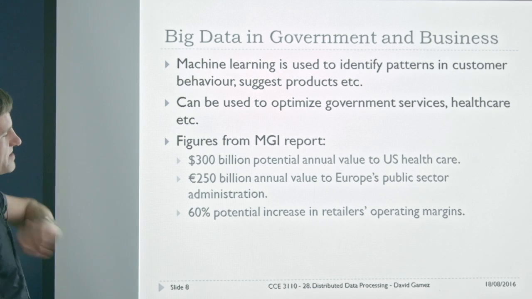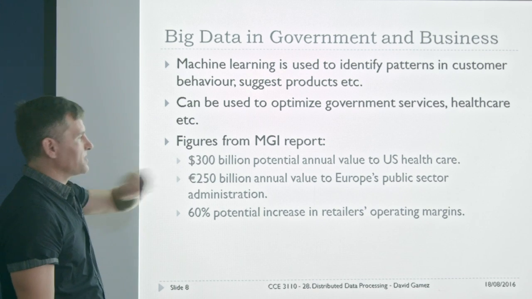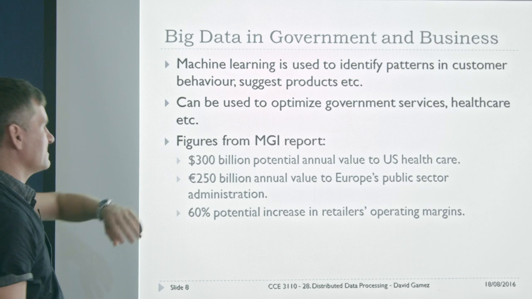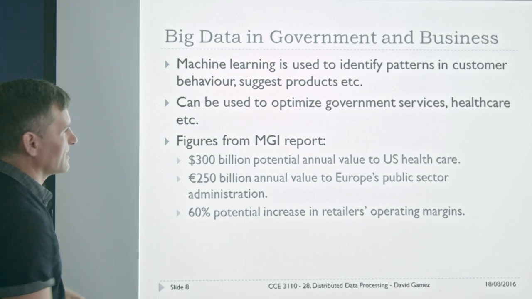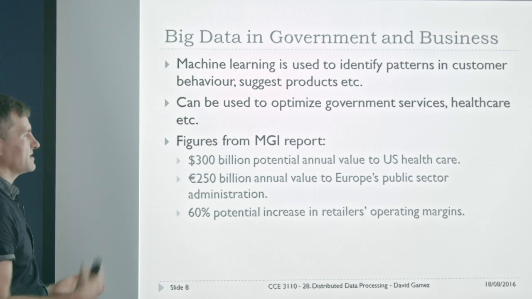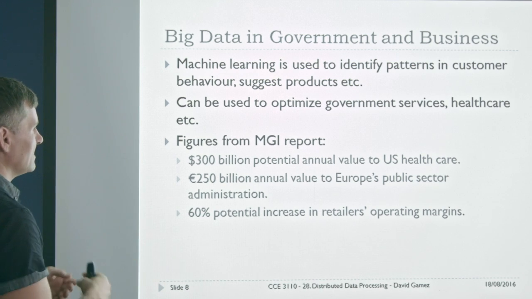So, there's this MGI report I've also put on the course website talking about 300 billion potential annual value to US healthcare. So if you can optimize things with machine learning and data processing, then you can save a lot of money.